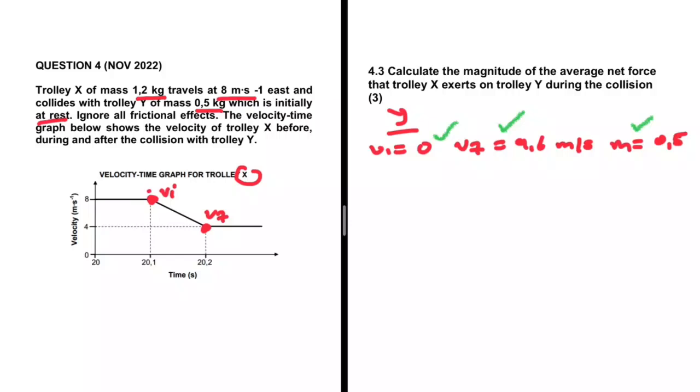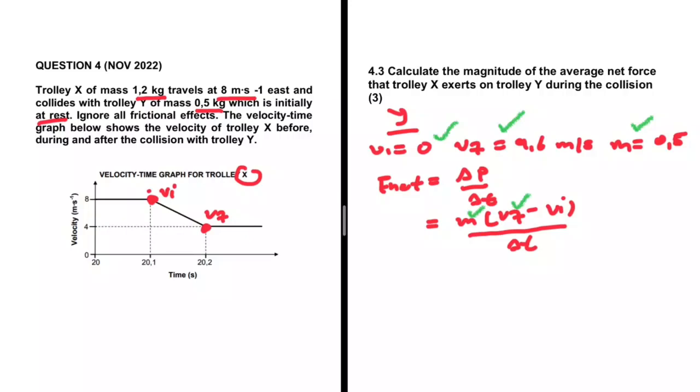So it seems like we can use F net is equal to the change in momentum divided by the change in time. This is because the change in momentum is just mass, Vf minus Vi, everything divided by delta T. So we want to use this equation. Do we have the mass? Yes, we do. Do we have Vf? Yes. Vi? Yes. Do we have delta T? We do have delta T, but it's not obvious that we do.